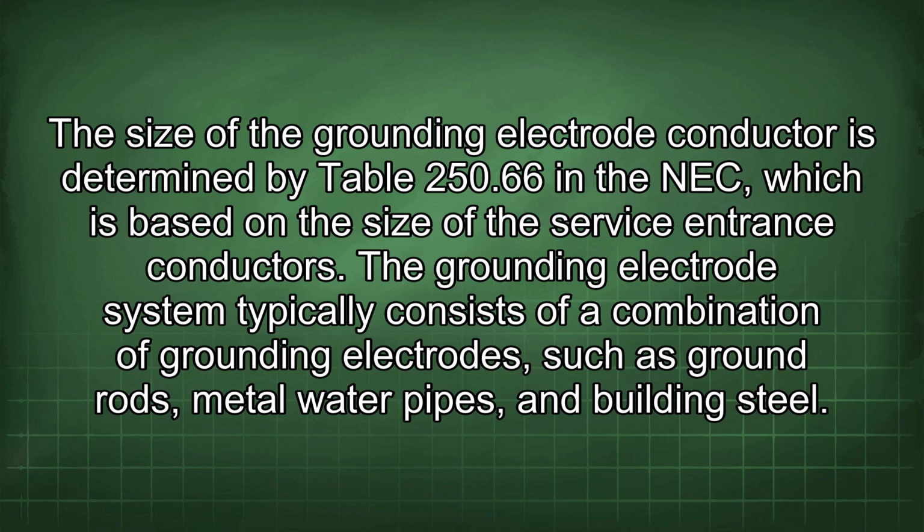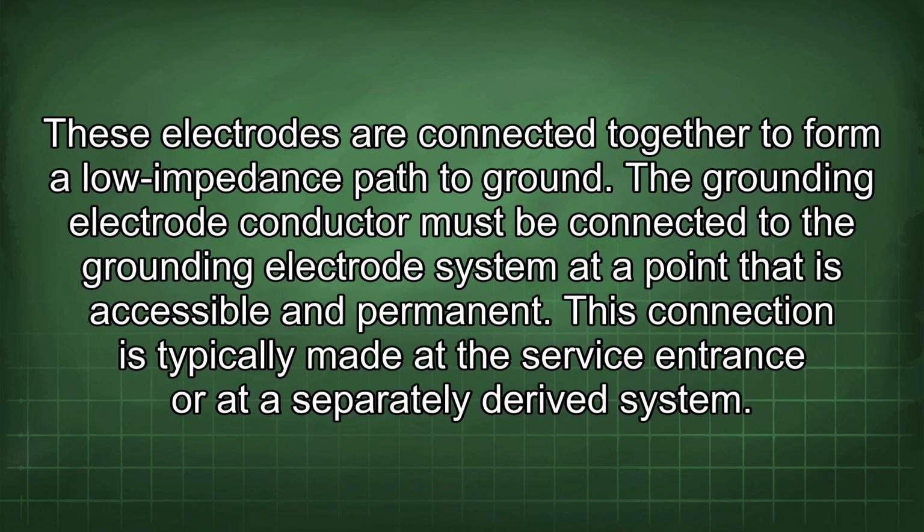The grounding electrode system typically consists of a combination of grounding electrodes, such as ground rods, metal water pipes, and building steel. These electrodes are connected together to form a low-impedance path to ground. The grounding electrode conductor must be connected to the grounding electrode system at a point that is accessible and permanent. This connection is typically made at the service entrance or at a separately derived system.